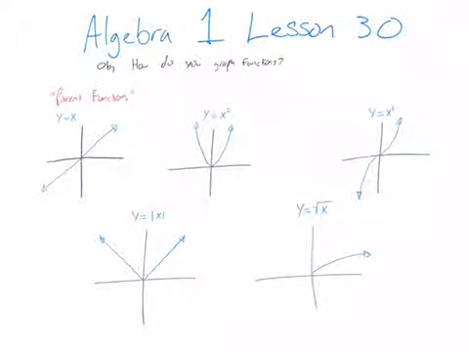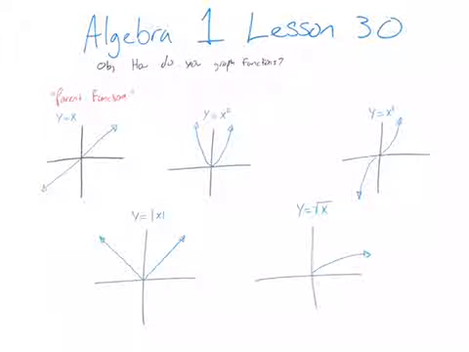This is lesson 30. Our objective is, how do you graph functions? The short answer to that, I guess, is to plot a bunch of points and then see what it looks like. But just as a helpful hint, here are 5 parent functions.